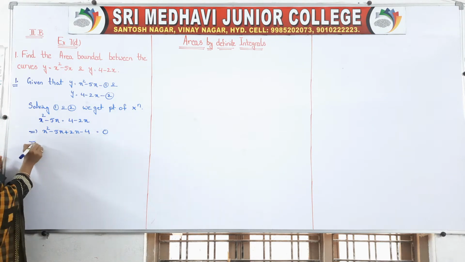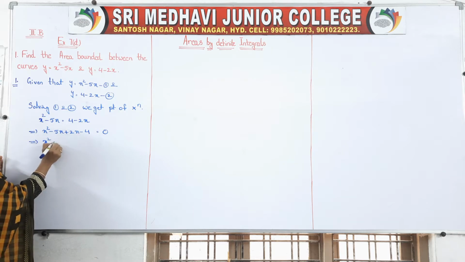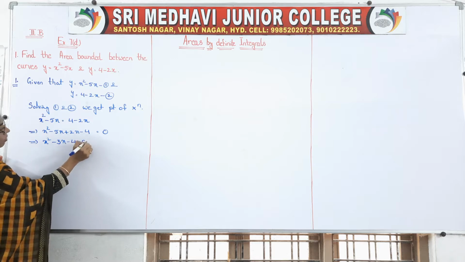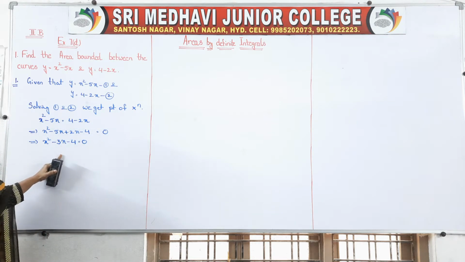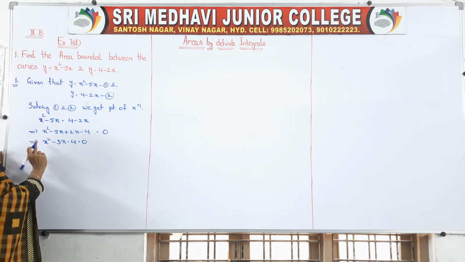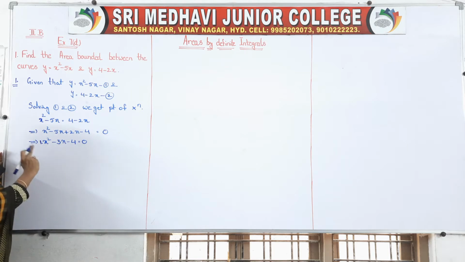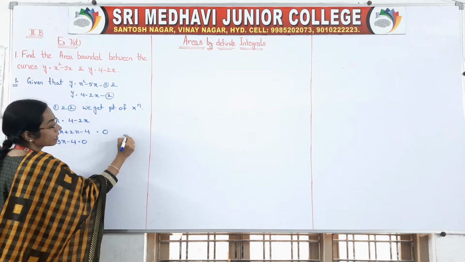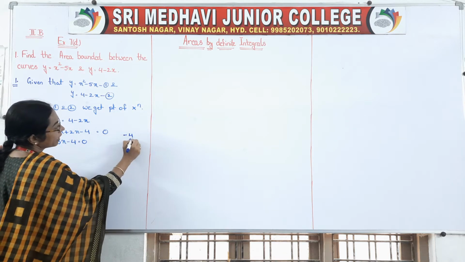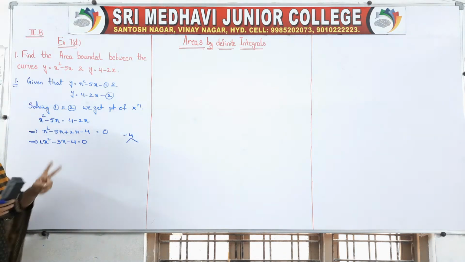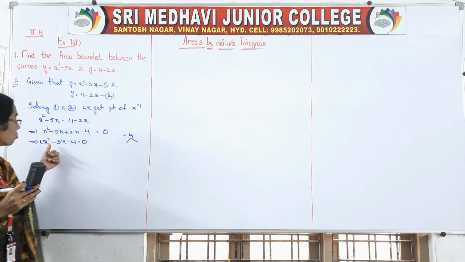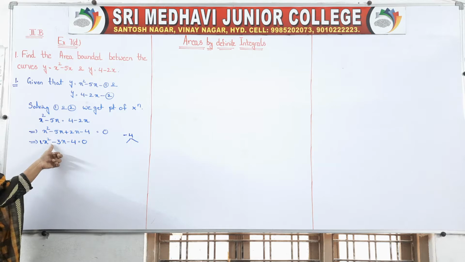Then what happens to your equation? x square minus 3x minus 4 is equal to 0. Try to get the factors for that. How will we get the factors? Here the x square coefficient is 1. We will multiply 1 with the constant, that is minus 4, right? So we have to select two numbers whose product should be minus 4 and whose sum should be minus 3.